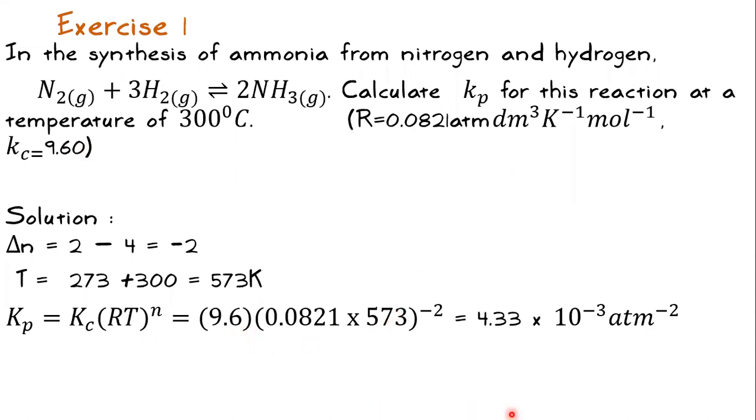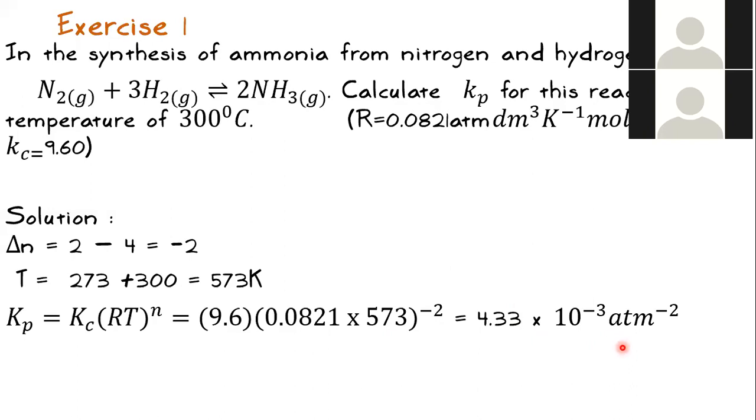So when we go to the next exercise, we will look at the units for Kp and Kc when you are given questions. The units for the equilibrium constants are not constant. Although they are constants, the units are not constant. They change. They depend on the number of moles of the products and the reactants. So they will keep on changing. Are we okay with the calculation so far?